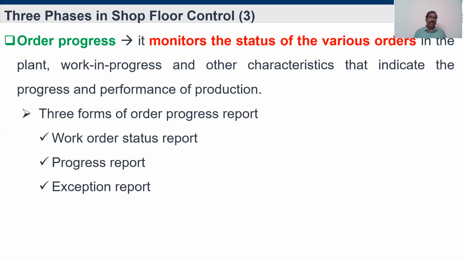Then only can we plan whether some slack is there. This is the controlling nature of the shop floor. Through that progress we can know if something is going wrong, and take necessary action to avoid the issue. So the work order status report is definitely needed. Then the progress report, whether it's going smoothly or not, and then the exception report. These are the order progress reports under the third phase of shop floor control. So, three phases.